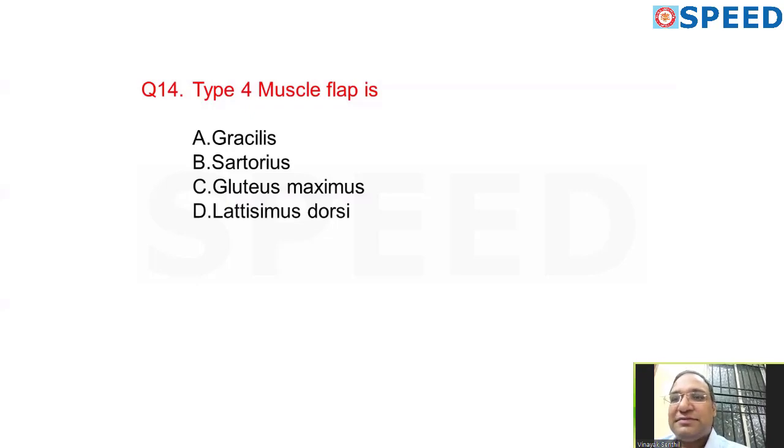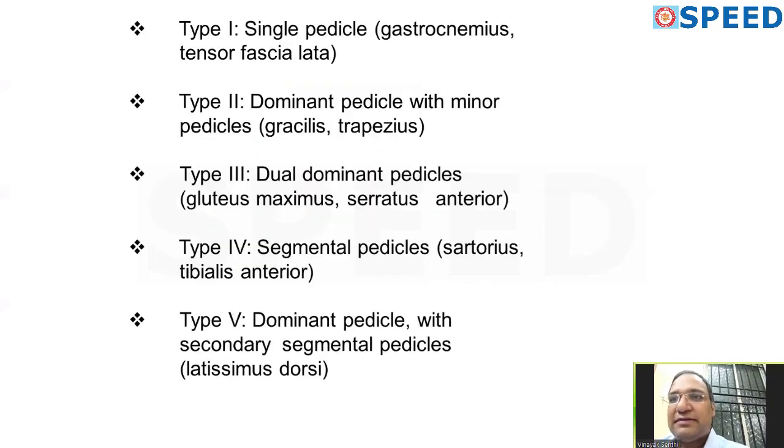Right answer will be? All of you? This is sartorius. So type 1, go back. This same table we have discussed from Bailey. It is also available in Sabiston and Schwartz also. Type 1, single pedicle: gastrocnemius, tensor fascia lata. Type 2, dominant pedicle with minor pedicles: gracilis and trapezius. Type 3, dual dominant pedicle: gluteus maximus, serratus anterior. Type 4, segmental pedicle: sartorius and tibialis anterior. Type 5, dominant pedicle with secondary segmental pedicles, that is latissimus dorsi.